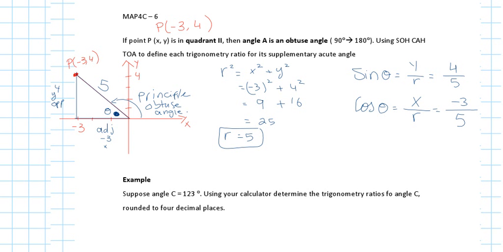How about tan? Y over x. It's not negative x, it's y over x. Okay? It's y over x, and my y value is 4, my x value is negative 3. Is that negative ratio or positive ratio? Negative. It's a negative, right?